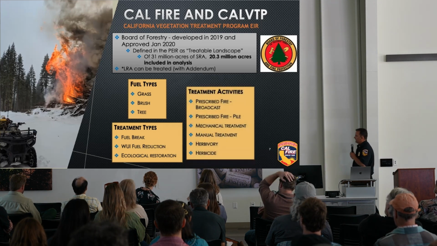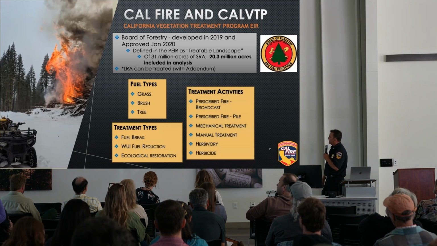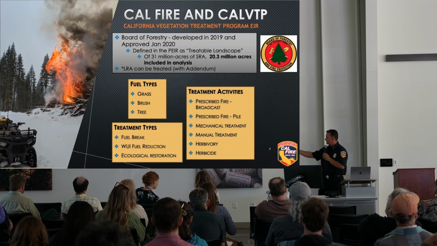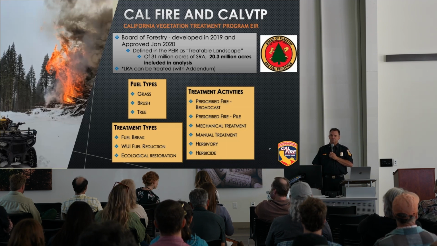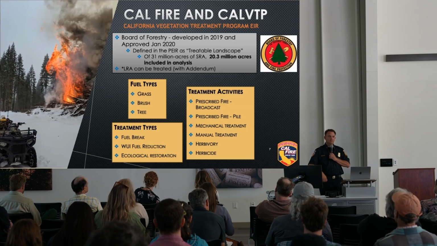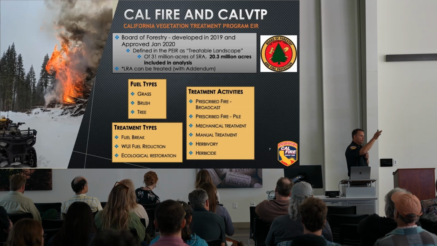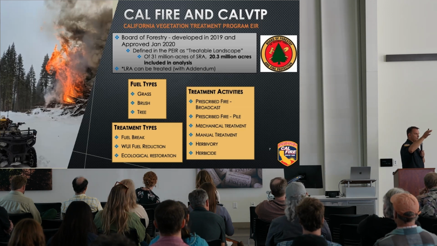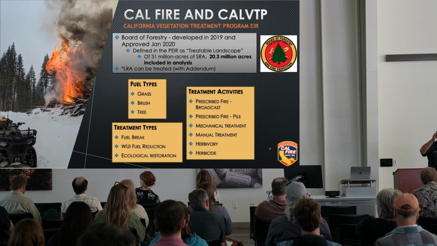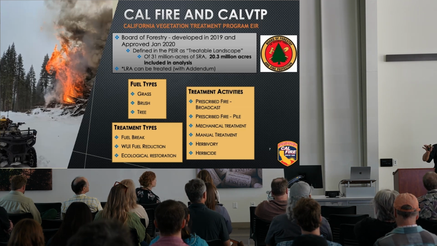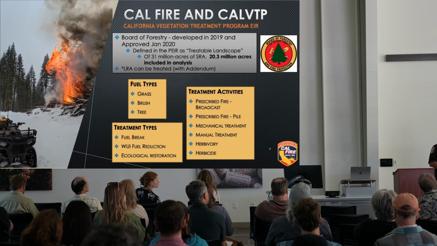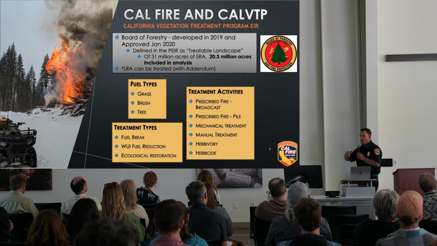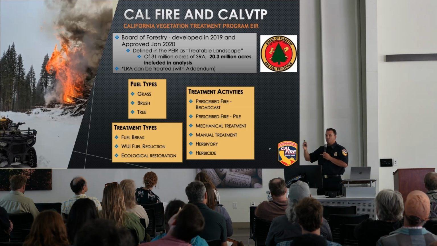And then the treatment activities. We're going to use prescribed fire and prescribed fire with piles, mechanical treatment, manual treatment, herbivore, or herbicide. We have a limited list. So here's our selection. Now we're starting to narrow down what we can do in that environment for that activity. We're narrowing down because the analysis could be so complex for all of California that it's too much. California is too dynamic. So we narrowed it down in order to hone in on what the potential impacts could be across California.